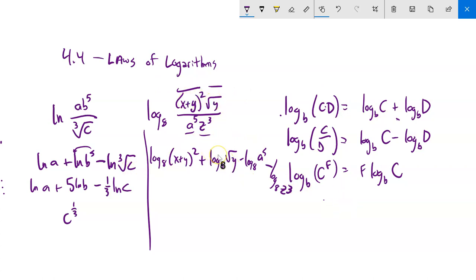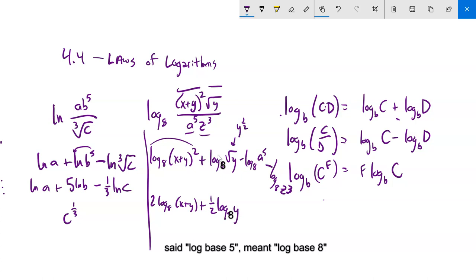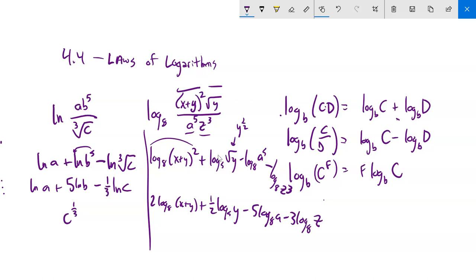Now I'll deal with these exponents. Bring out that 2: 2 log base 8 of x plus y, plus. This is a 1/2 power, y to the 1/2, so 1/2 log base 8 of y, bring out that 5, minus 5 log base 8 of a, bring out that 3, that cubing, minus 3 log base 8 of z. All right, so let's just do a couple examples of going the other direction. In other words, I'm going to give you the expanded form, and then we need to condense it down.